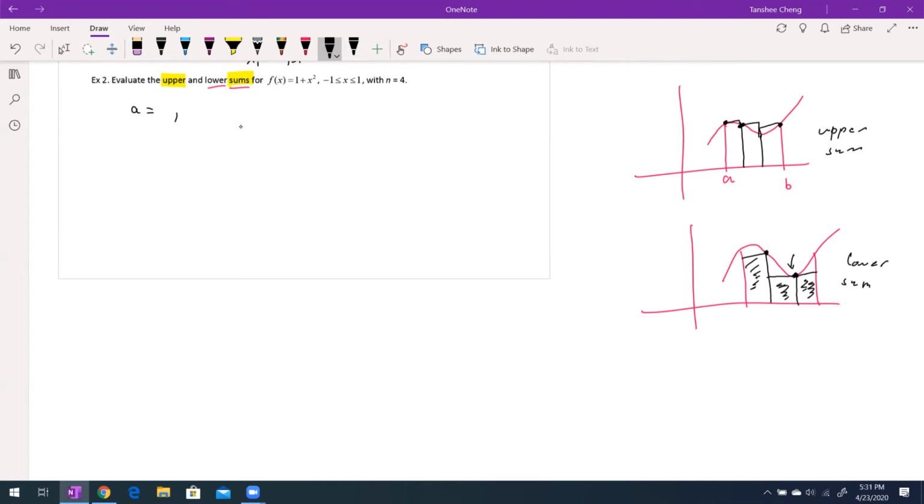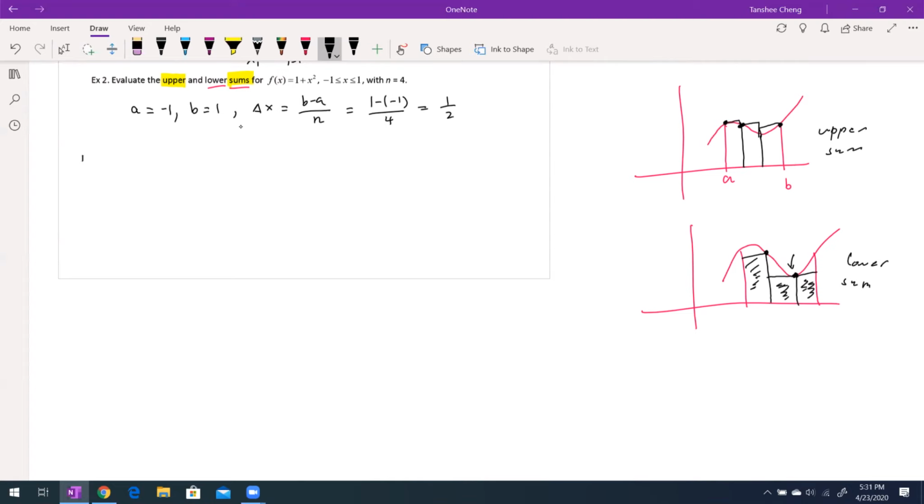My a is negative 1, my b is 1, right? And my n is 4, so my delta x will be b minus a all over n, which is 1 minus negative 1 divided by 4. My n is 4, so that is going to be 1/2, 0.5.